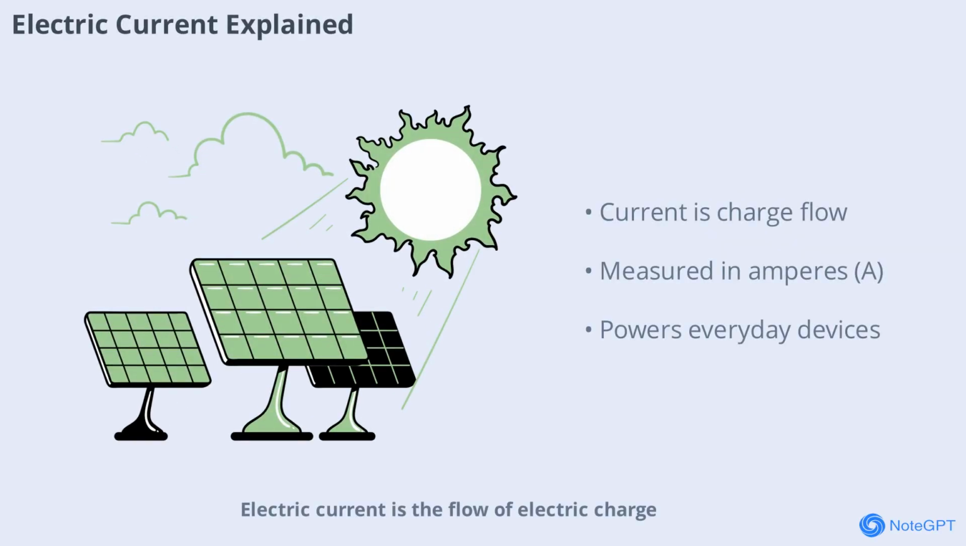Electric current is the flow of electric charge, typically carried by electrons in a wire. When you flip a switch, you complete a circuit, allowing current to flow and power your device. The unit of electric current is the ampere, A.